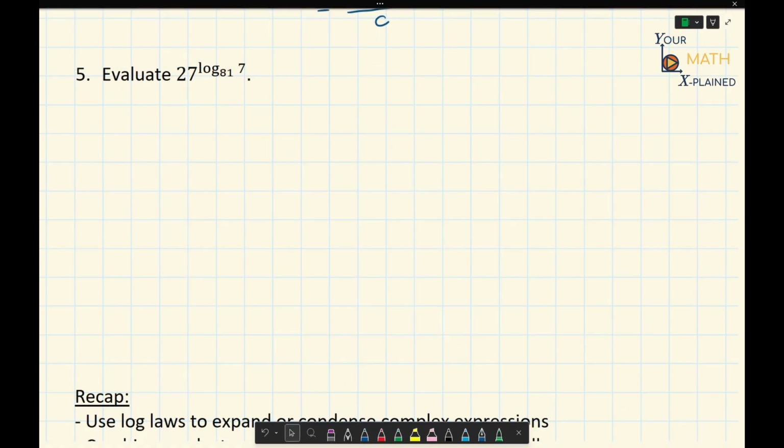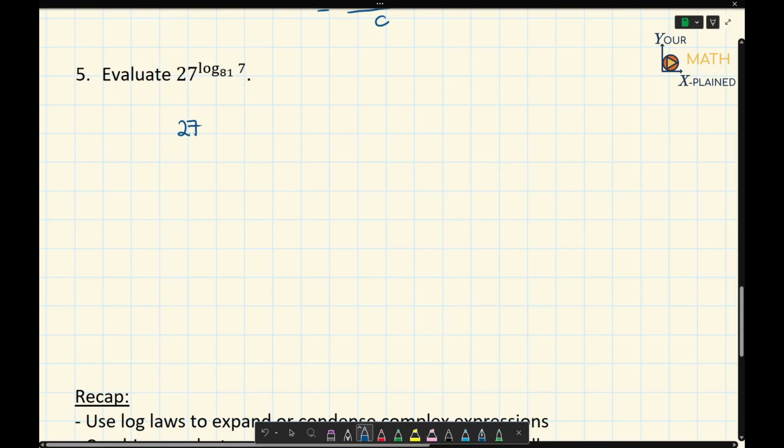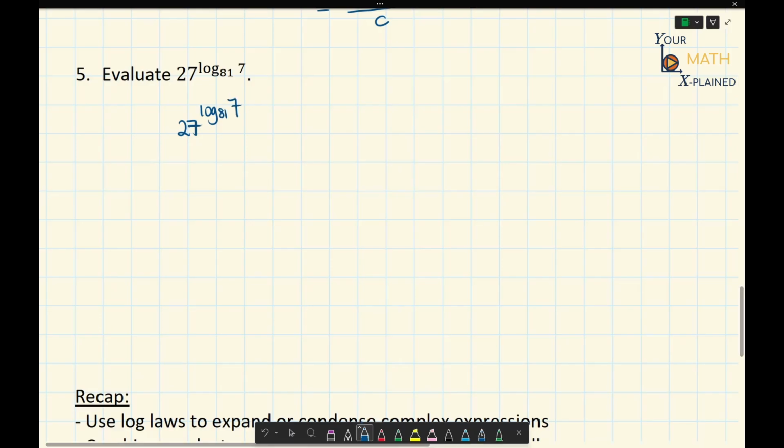So now our last question, we're asked to evaluate this expression here without a calculator. So even though we've been mostly using our log rules and they're very powerful, we still can't forget the definition of log. So for this question, we're going to let 27 to the power of log base 81 of 7 equal to x. And x is the answer that we're trying to find.